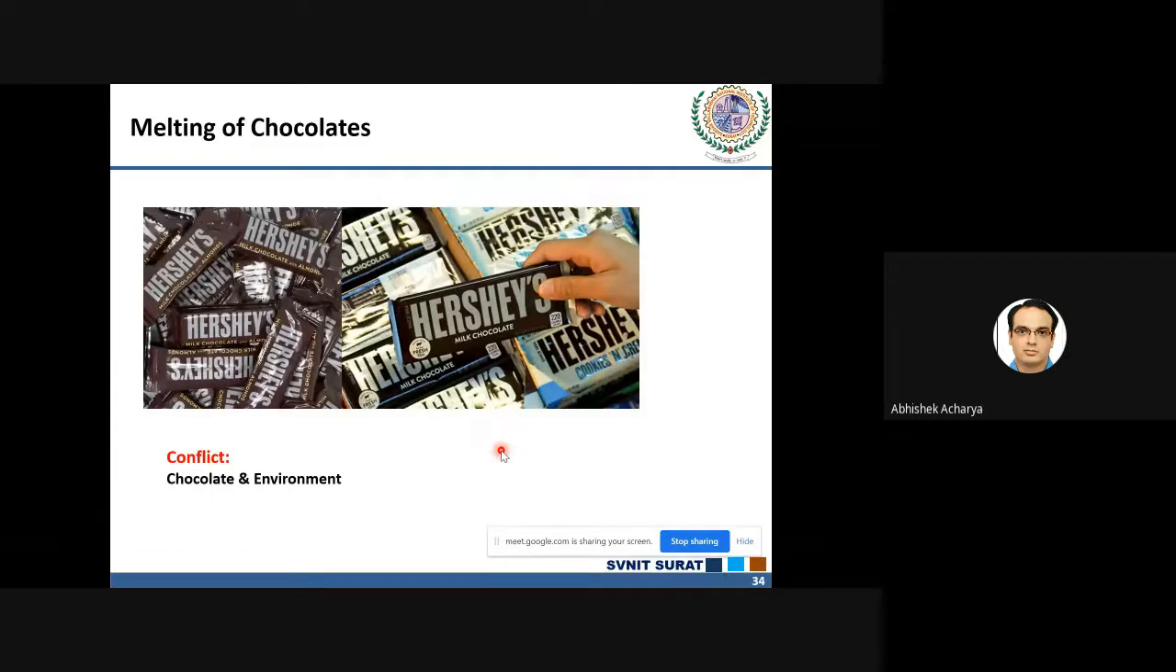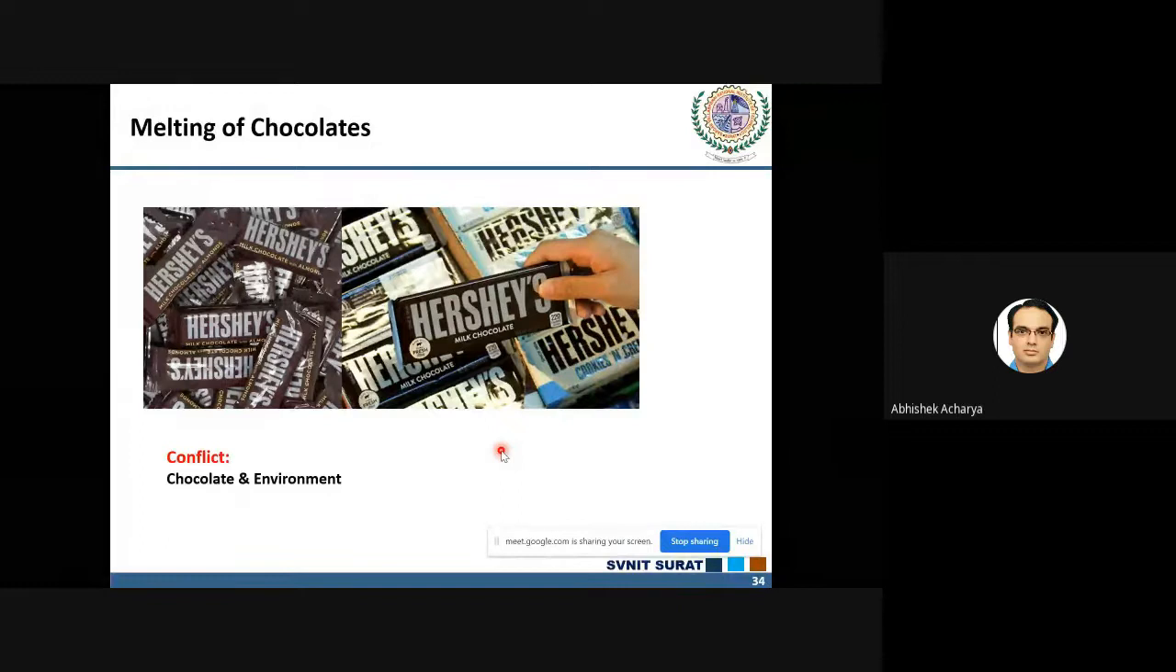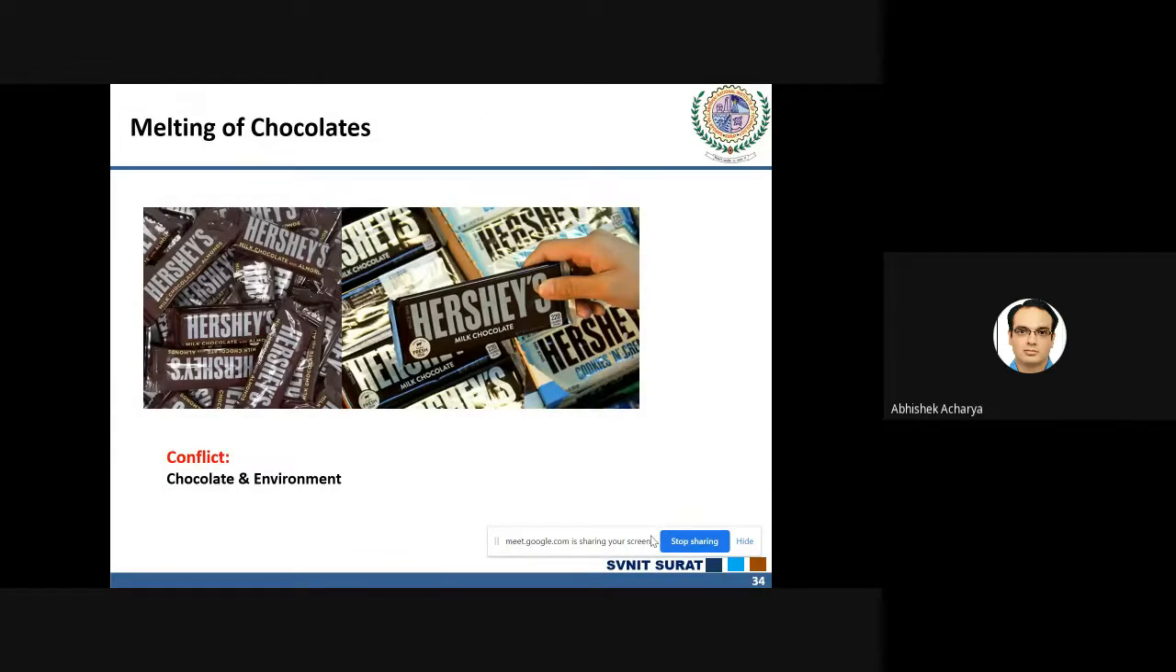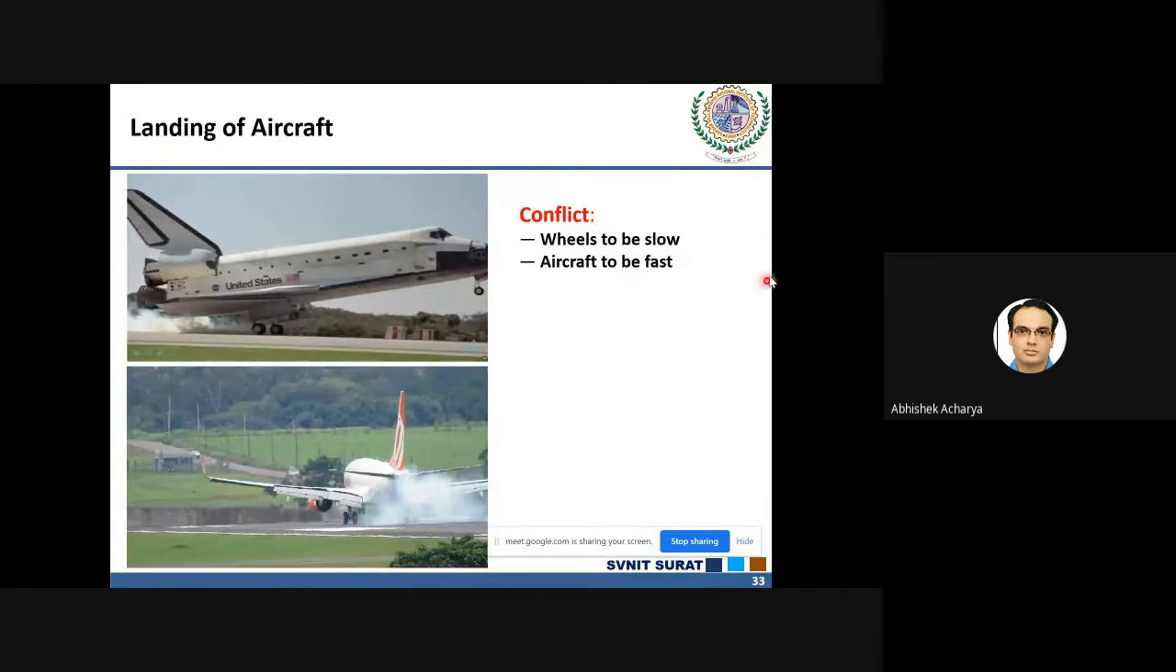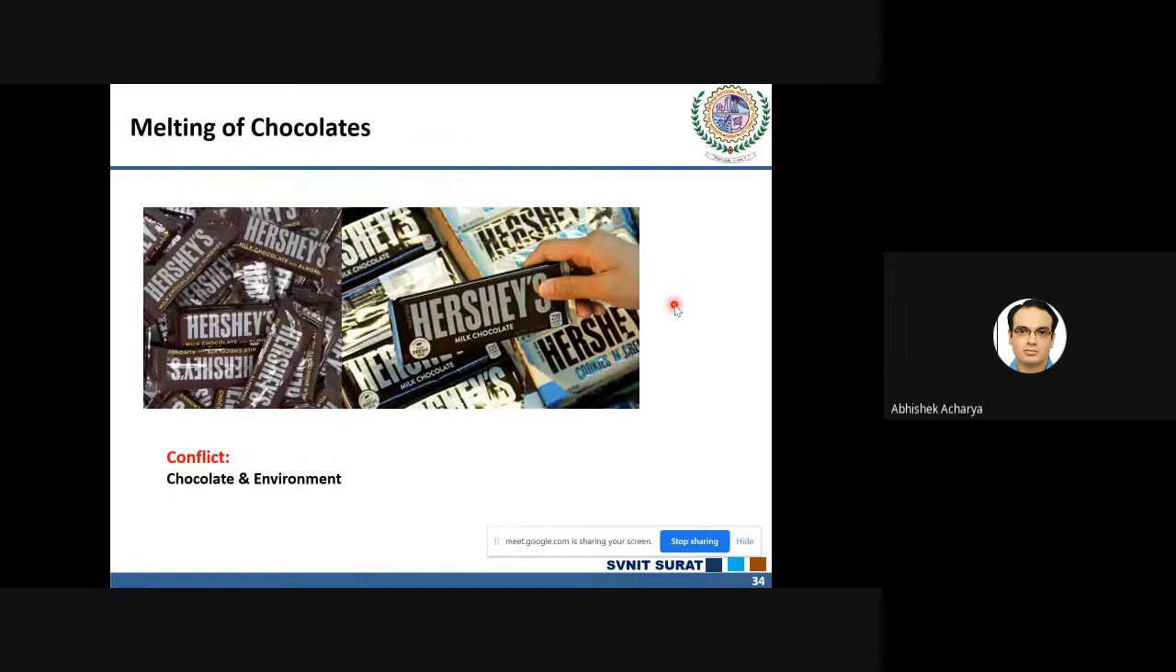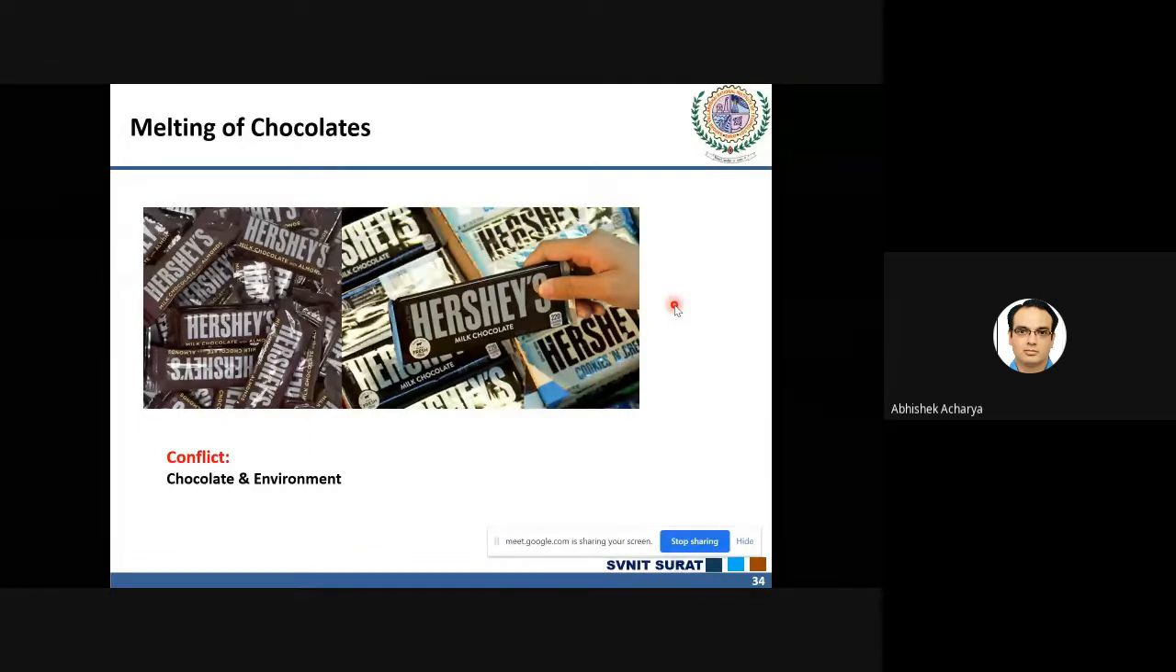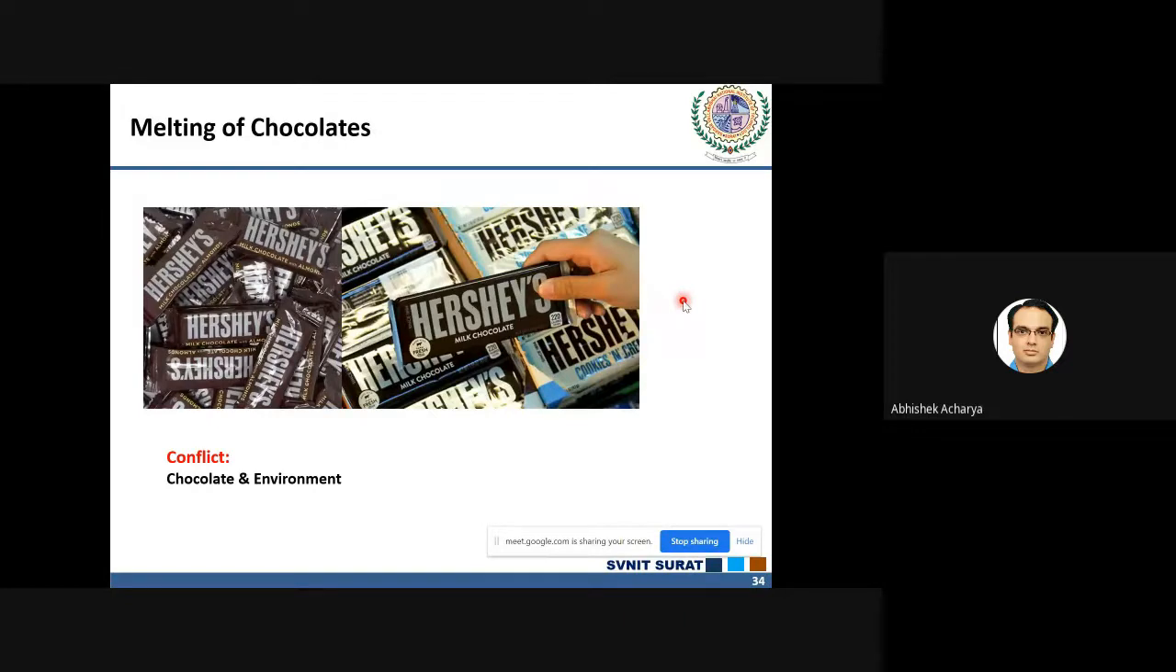So this is the problem faced by the company Hershey, and they openly floated this problem among the research community of design thinkers, asking for good solutions so that they can do better packaging and better transportation of the chocolates. So what was the conflict over there? The conflict was between the chocolate and the environment, similar to the previous case, where the conflict was between the speed of the aircraft and the speed of the wheels. You have to transport these chocolates to hot areas, but the problem is that those chocolates will melt. So you can certainly do brainstorming and provide your solution to this company, because they are still asking for solutions.